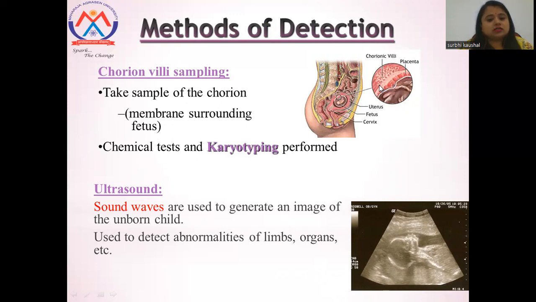Second is the ultrasound. It is just sound waves that are used to generate an image of the unborn child. It is used to detect if there is an abnormality in the limbs or organs, etc.